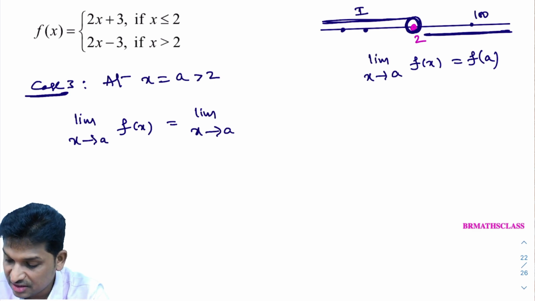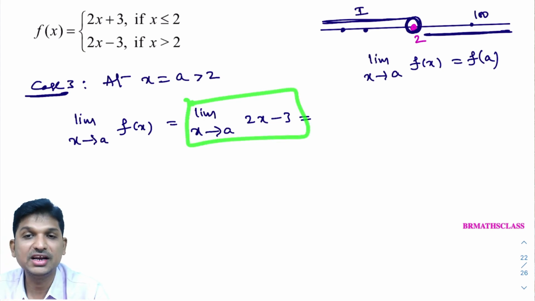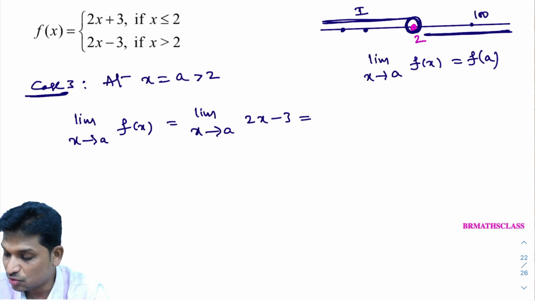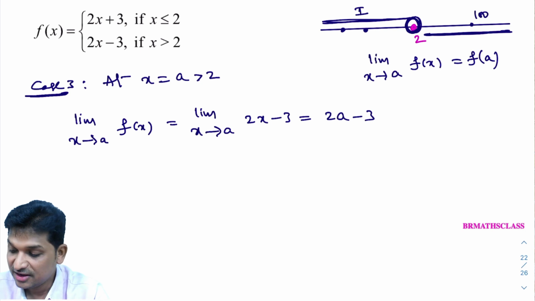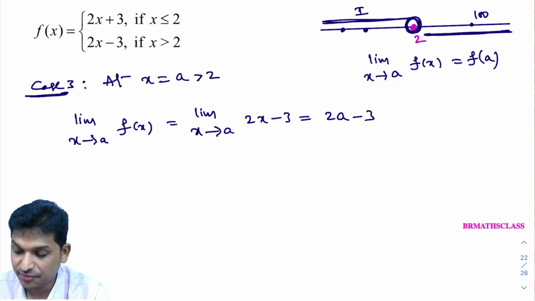What is f of x here? f of x is 2x minus 3. Now I need to calculate the limit of this. How to calculate the limit of this? Wherever x is there I will write a. What you will get? 2a minus 3. I calculated this, I got 2a minus 3. Now I need to calculate f of a.